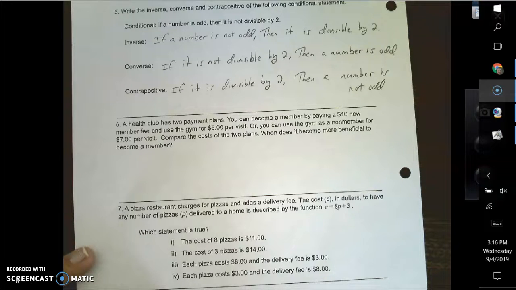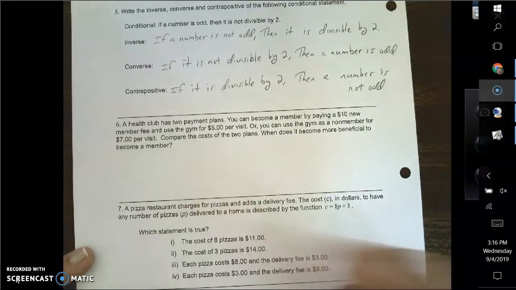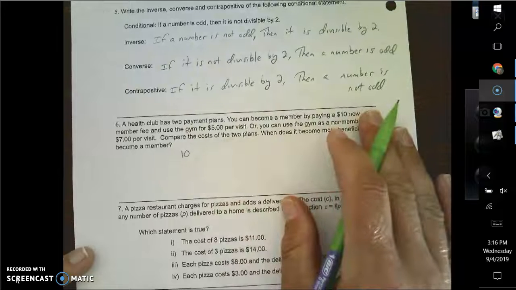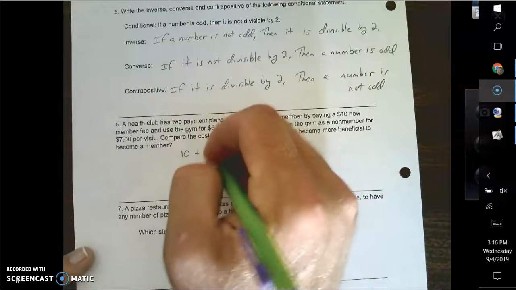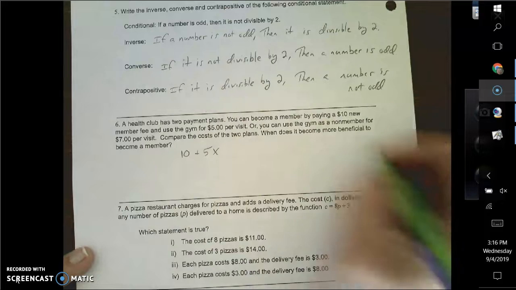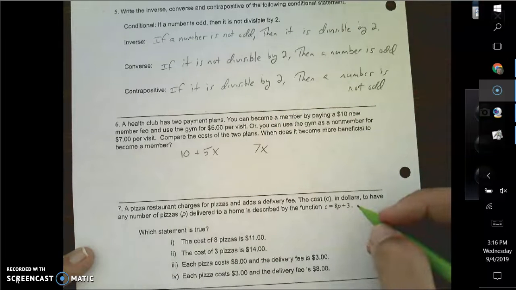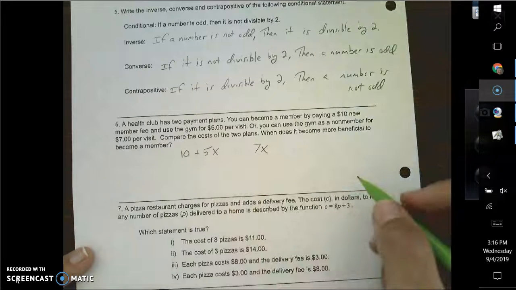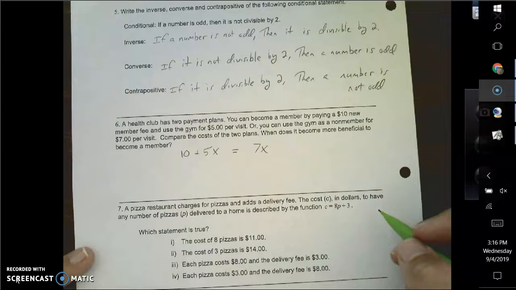All right. So for this one, what we've got here is $10 per member fee, $5 per visit. So we're looking at $10 flat fee. And every time you use it, it's $5 a visit. So plus 5x. Now the other place is just 7 times per visit, 7x. You want to know when it's going to be more beneficial to become a member. So what we can do is we can make these equal and we can solve for it.